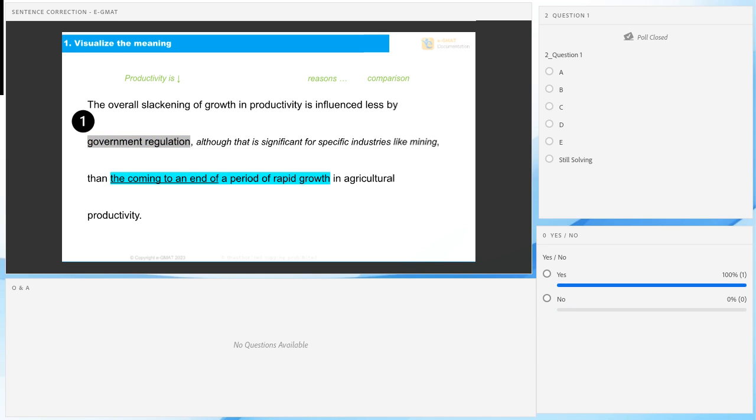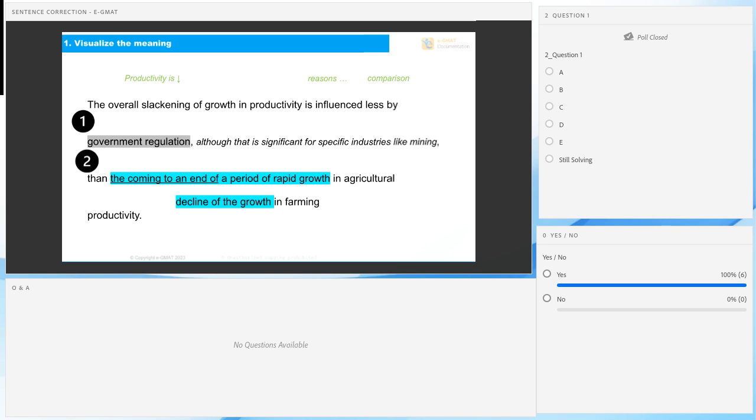Okay. Now, less by government regulation, although that is significant for specific industries like mining. So here the author has given certain detail about the areas where government regulation is not a smaller factor. Okay, and what are those areas? Those are specific industries like mining. Okay, than the coming to an end of a period of rapid growth in agricultural productivity.